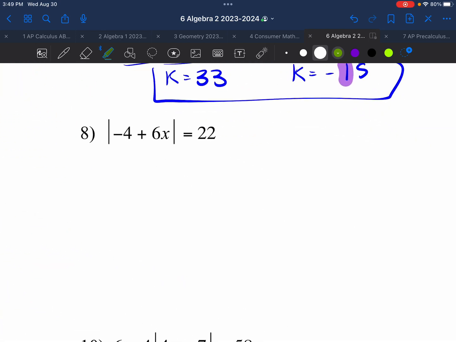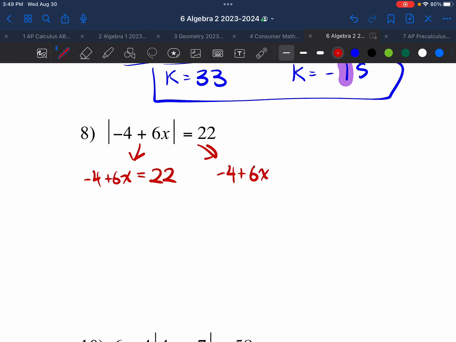In number 8, the absolute value sign has already been isolated, which means I'm ready to separate this into 2 different problems. The first problem will keep the inside -4 plus 6x, and I change the outside eventually. I'm going to keep it positive for now. And then the second equation, I will keep the inside -4 plus 6x, and now this time I will change it to -22. You only change the outside of the absolute value.